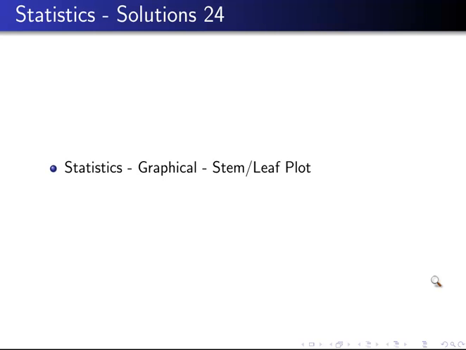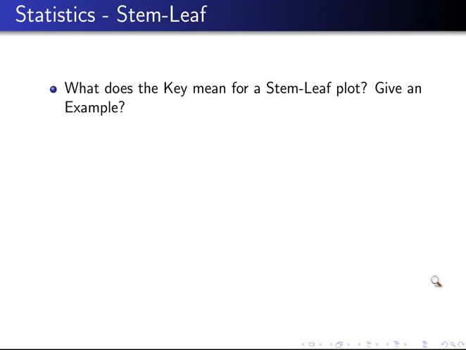We look at the solutions to problem set 24 here, which are on the stem and leaf plot, one of our bankers. What does the key mean for a stem and leaf plot? Give an example.